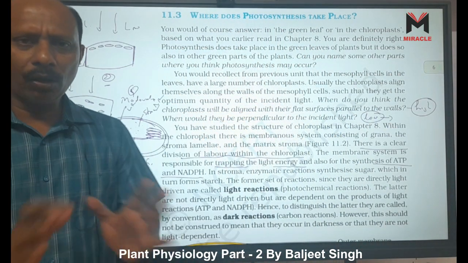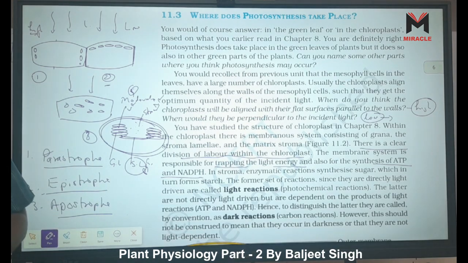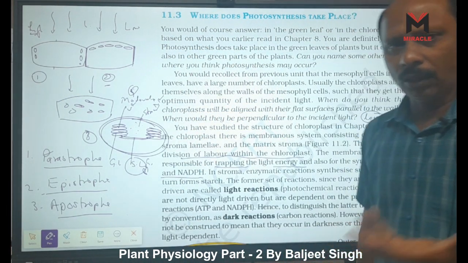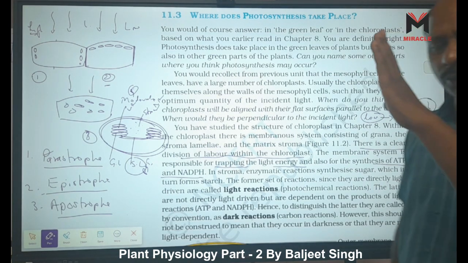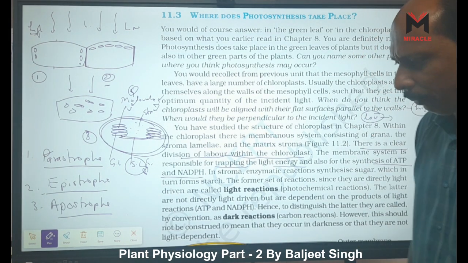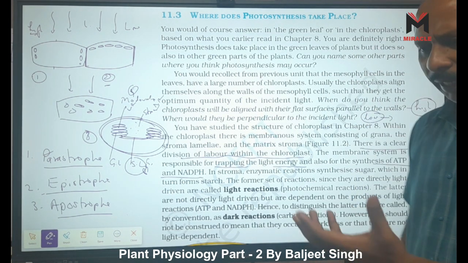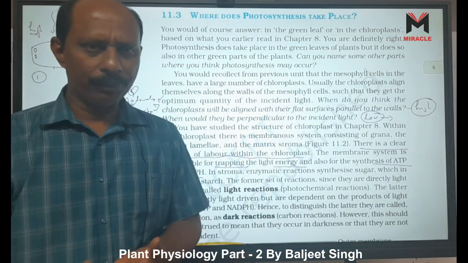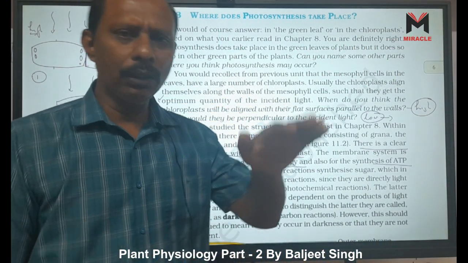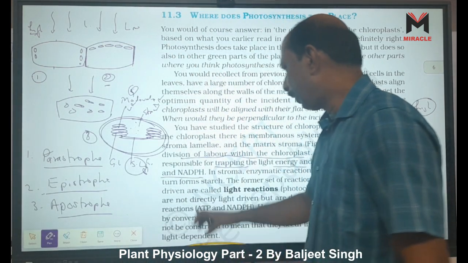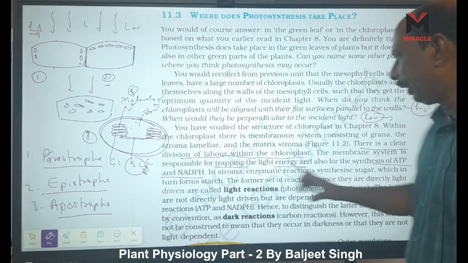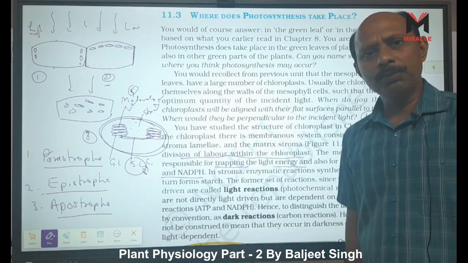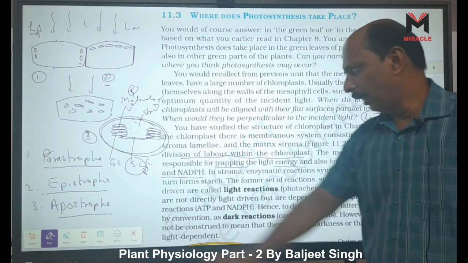What are the products of the light reaction? How many products are there? We can say oxygen, which is released into the atmospheric air. Second, we have ATP and NADPH. These are the products which are used in the dark reaction, and they are responsible for continuing the dark reaction, right? So what are the products given here? ATP and NADPH. The light reaction is responsible for their formation.